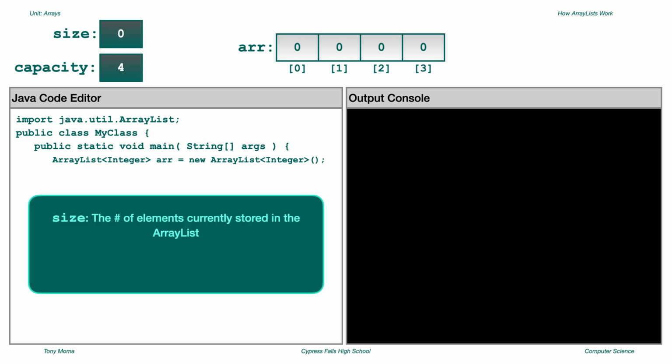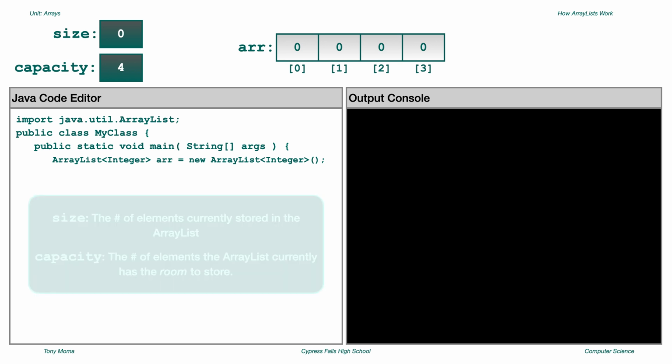The size of an array list refers to the number of elements currently stored in the array list. The capacity of an array list is the number of elements the array list currently has the room to store, and that is the length of the instance variable array.